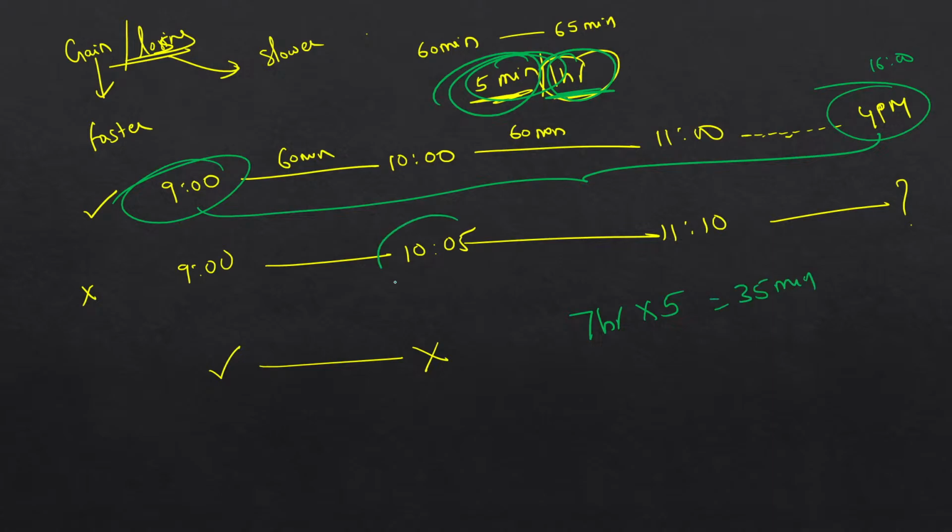As you can see here, the wrong time is always more than the original time. So what you need to do is, you have to add your 35 gaining here to get the wrong time.